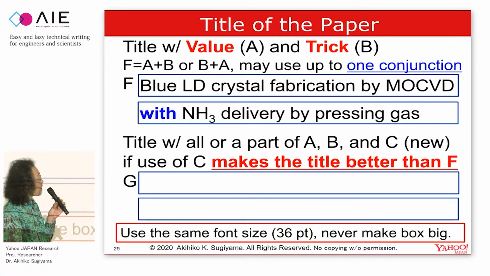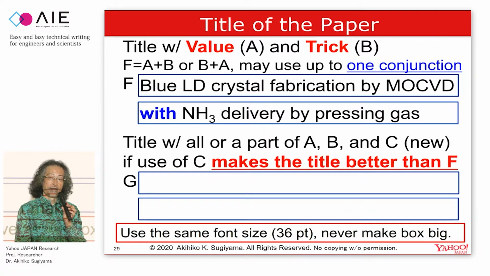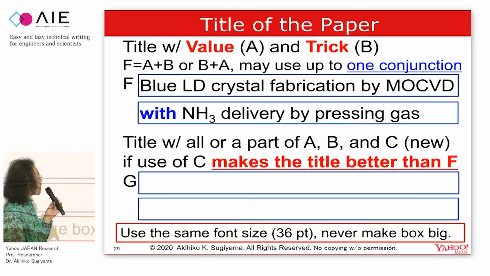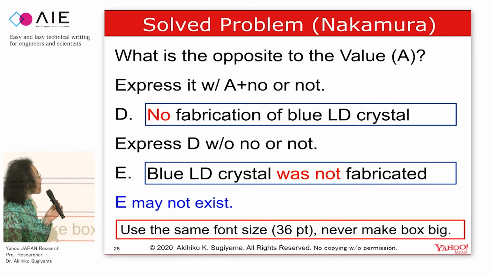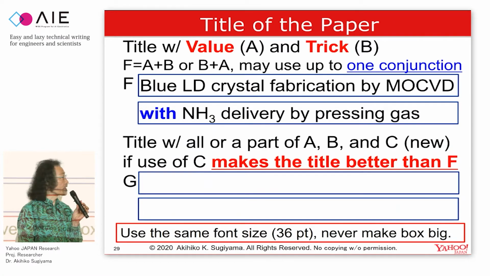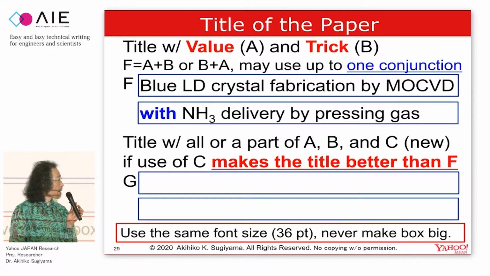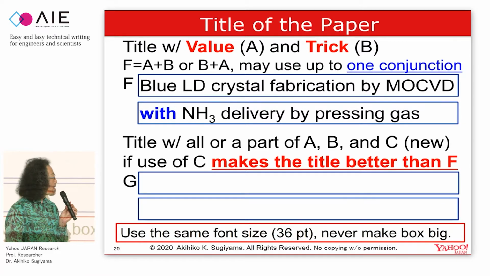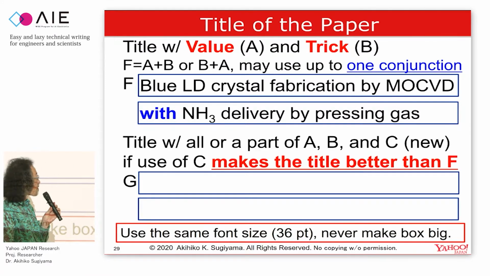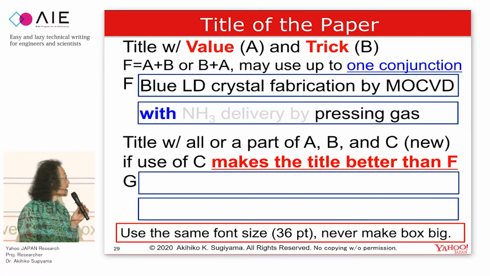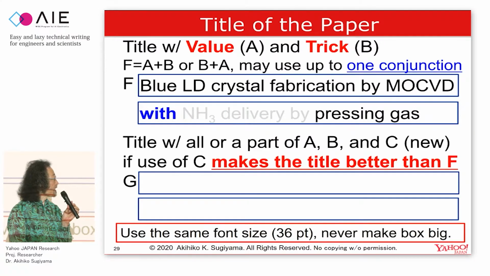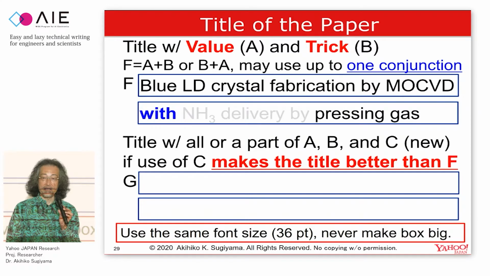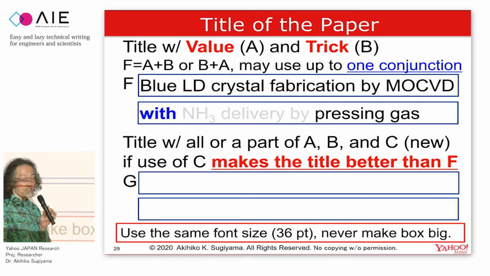Okay, so title of the paper by Professor Nakamura could be the combination of these two things, the value and the trick. So blue laser diode crystal fabrication by MOCVD with, this is a conjunction, NH3 delivery by pressing gas. But in this case, NH3 delivery is not very important, so you may skip it to say simply blue laser diode crystal fabrication by MOCVD with pressing gas, because pressing gas is the trick, it's important compared to NH3 delivery.